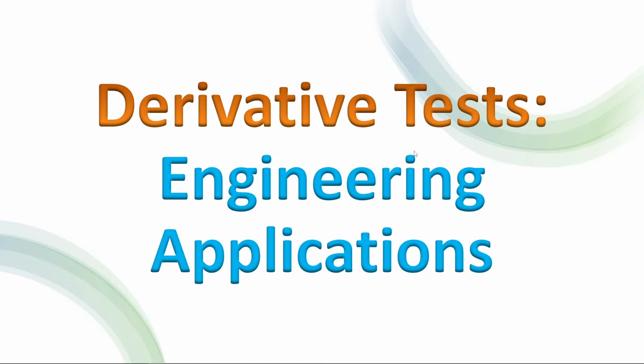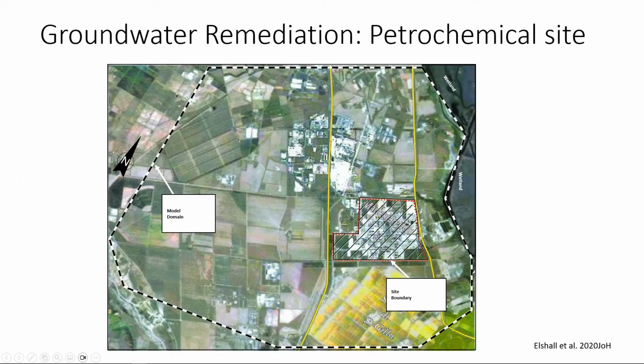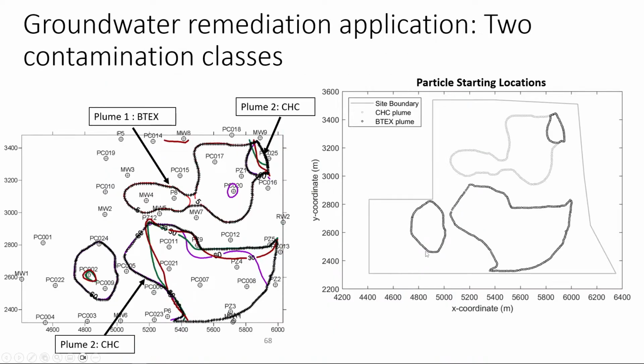An interesting stochastic method. I mean, okay, so we will just basically explore engineering application of optimization. So this is a groundwater remediation of a petrochemical site. So this petrochemical site is somewhere in Italy.